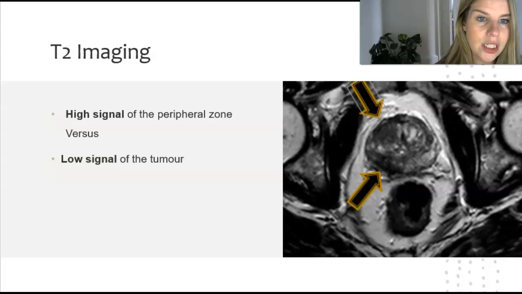Okay, so looking at some of the images for prostate cancer, this is a T2 image, and you can see that there is high signal in the peripheral zone, which is normal. And then on a T2 weighted image, a prostate cancer generally is low signal, so it's hypo-intense. You can see where the arrows are pointing that there are two tumours, and they are hypo-intense, so they are low signal.